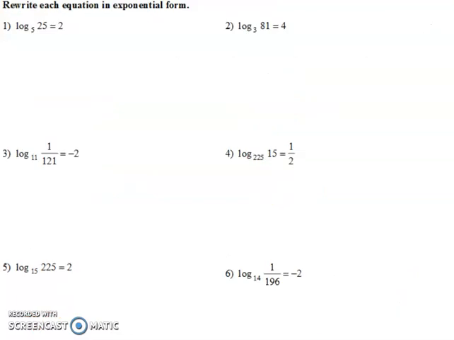And going backwards, I've already shown you a couple of these, so go ahead and take a moment to pause the video and try setting up these 6 on your own.